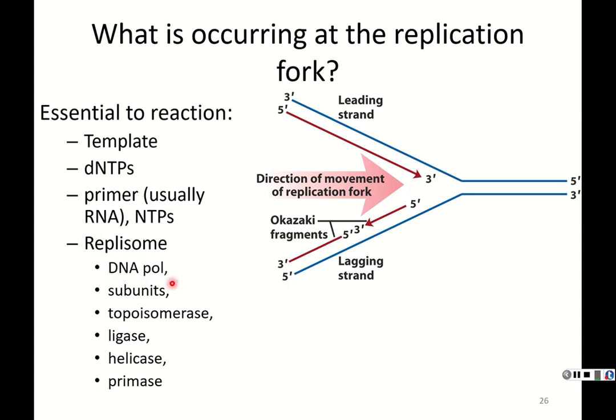You need a DNA polymerase. You need topoisomerases to help alleviate the tension of unwinding. You need a ligase to stick the Okazaki fragments back together at the end. You need a helicase to unwind the DNA. And then a primase just makes the primers. Specifically, you need many more primers for the lagging strand, so that's where that becomes really important.